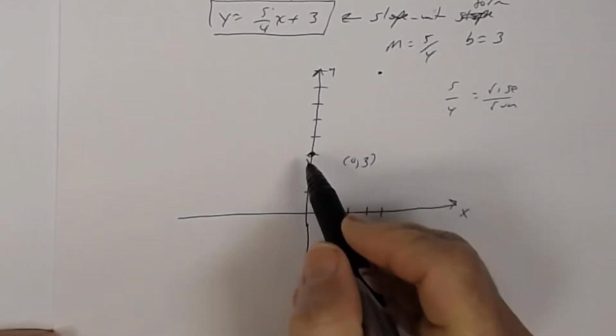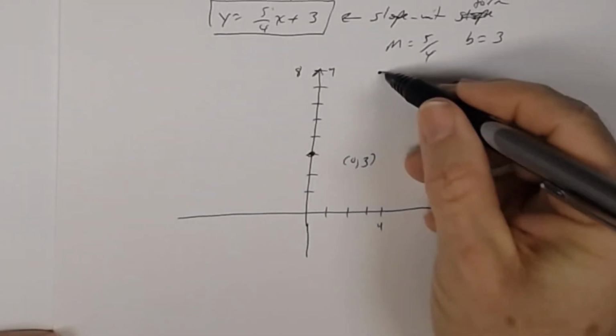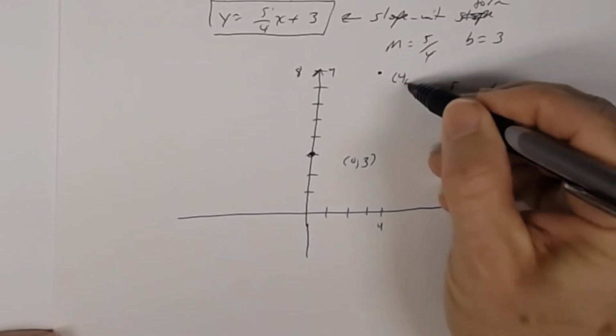Okay, so that's the point at x equals 4. Remember this is 4 here, and then that's 3, 4, 5, 6, 7, 8. So that's 8. This point, you have to label it. That's going to be (4, 8).